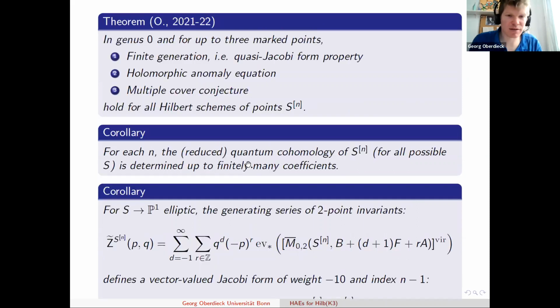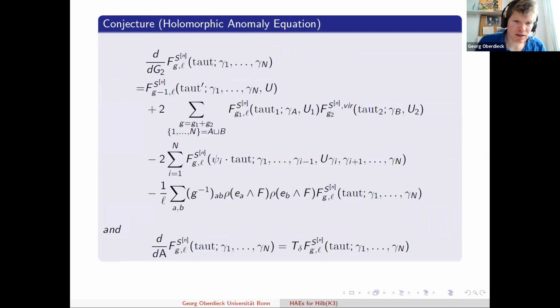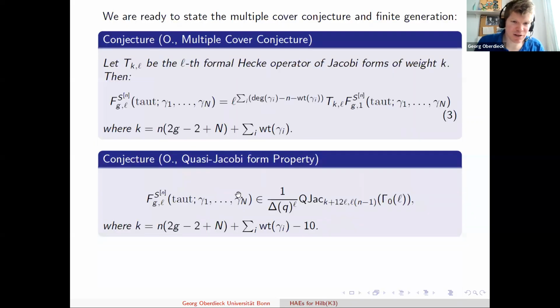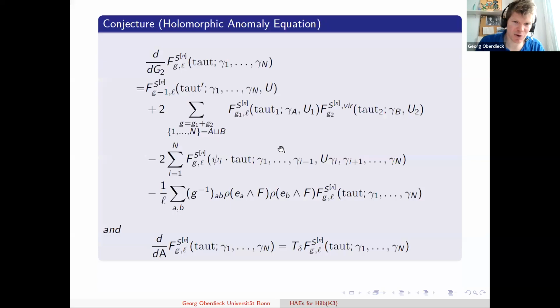And so, in some sense, this first theorem about quasi-Jacobi forms I knew basically already a while ago. This is essentially the outcome of my PhD thesis. There it was conjectured in a very basic case, but in some sense the general thing was always clear to me. This holomorphic anomaly equation is really more recent.